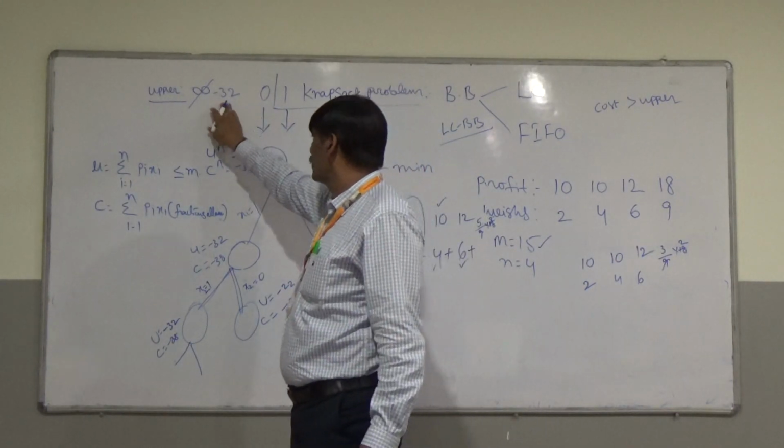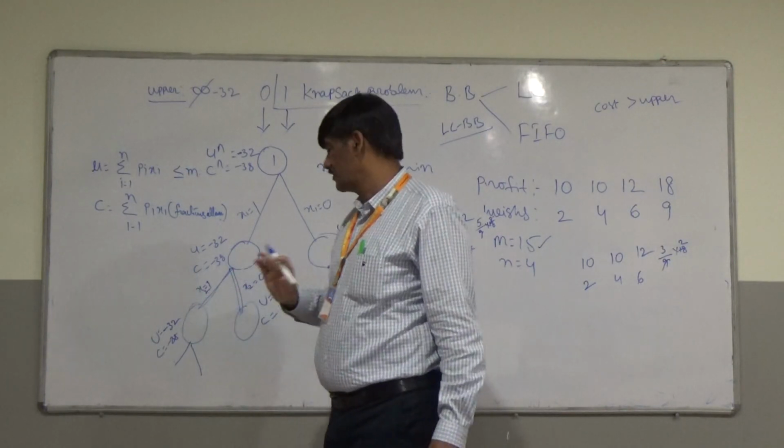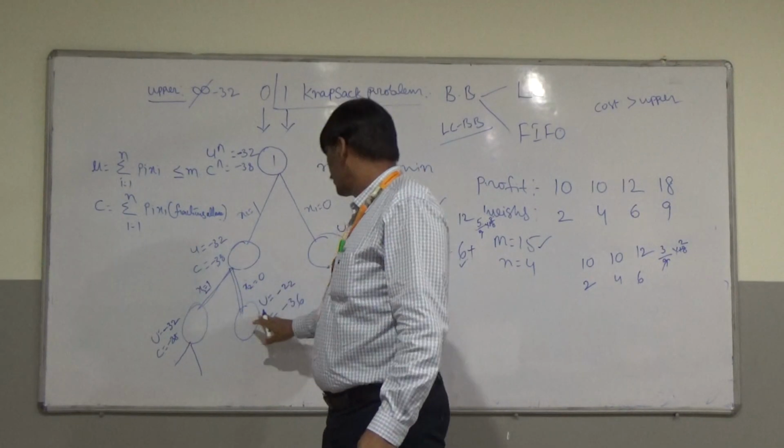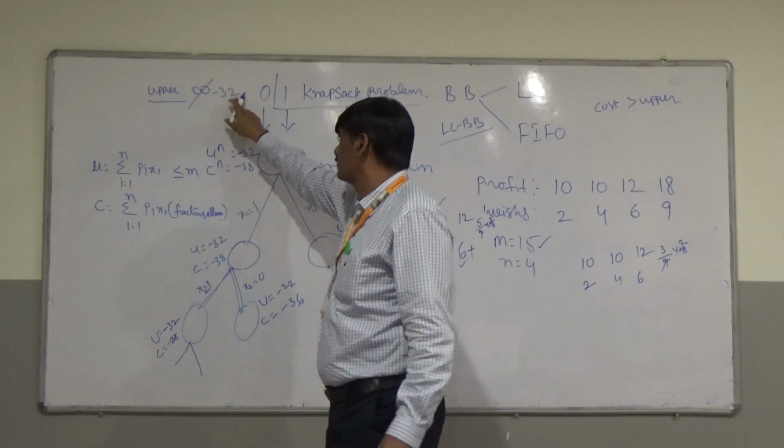Next comes the comparison. Here the upper bound value is minus 32, and here also the upper bound is minus 32, so no problem, that is also a live state. Here it is minus 22 and minus 32, so this is the best one. That is why you can keep only this one.